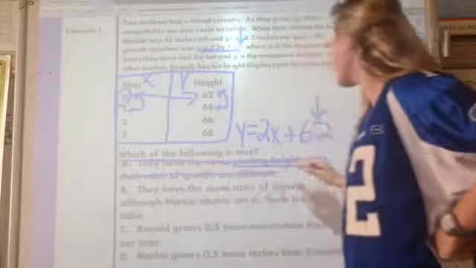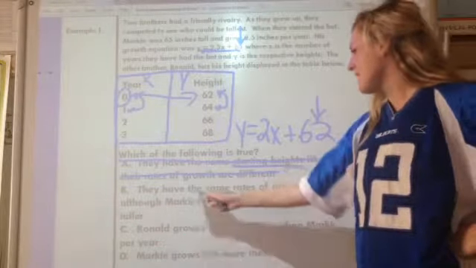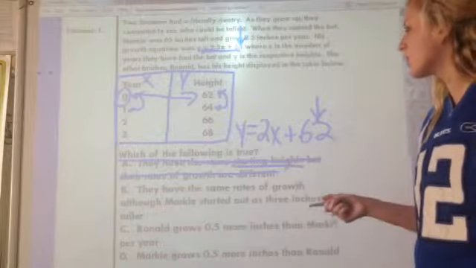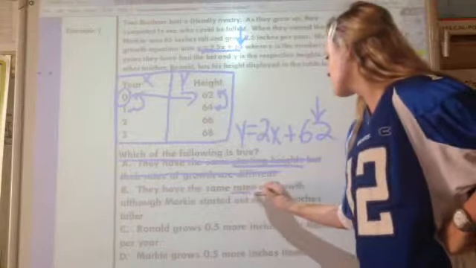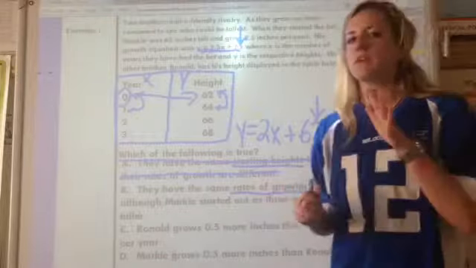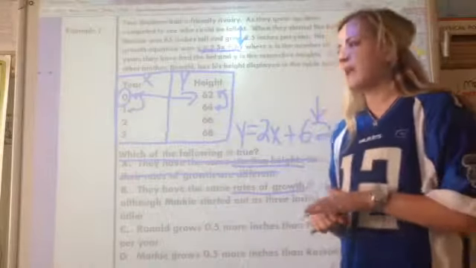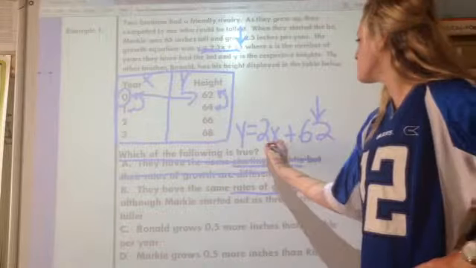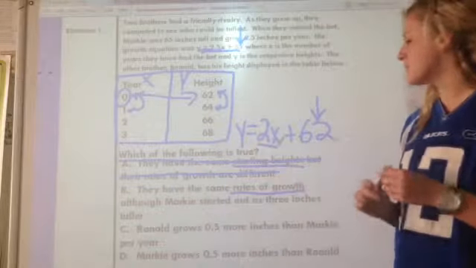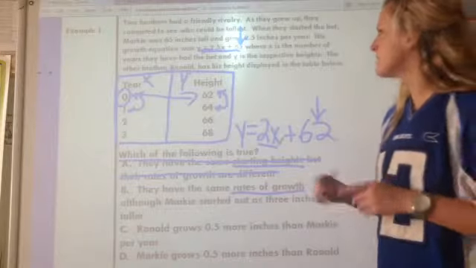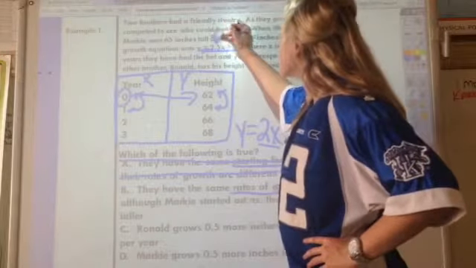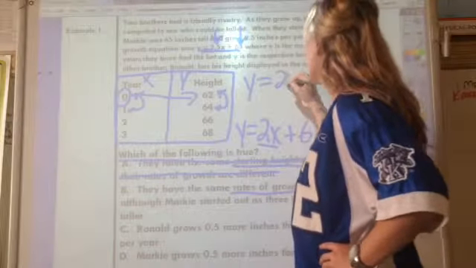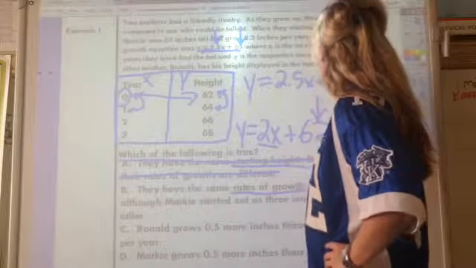So I'm going to go ahead and mark through it. B, they had the same rates of growth, although Marky started out 3 inches taller. If they have the same rate of growth, that means that their rate of change is the same, which means that they would have the same slope, which also isn't true because Ronald has a growth of 2 inches and Marky has a growth of 2.5 inches. Let me go ahead and write Marky's equation so we don't get confused.